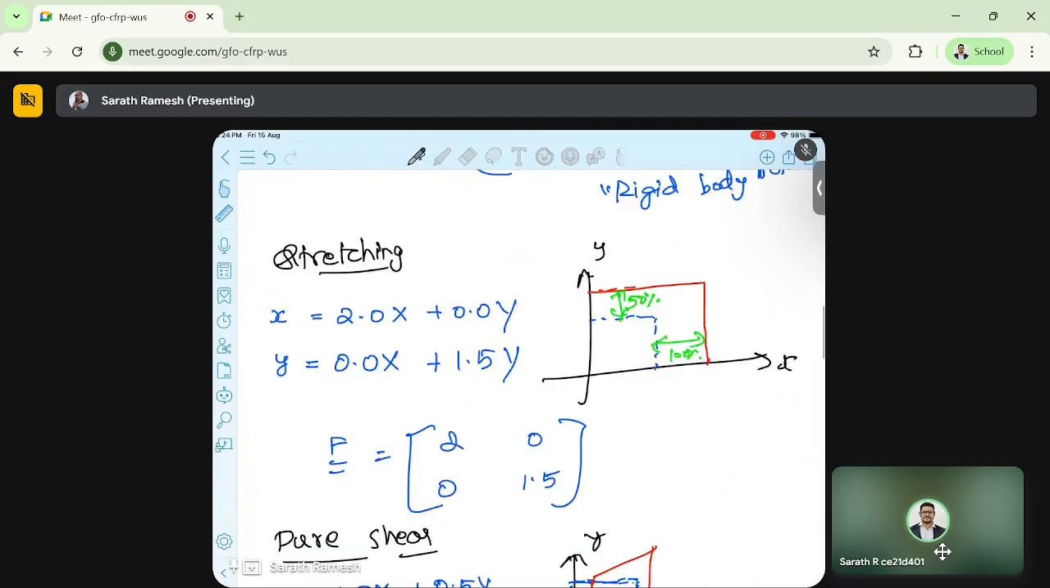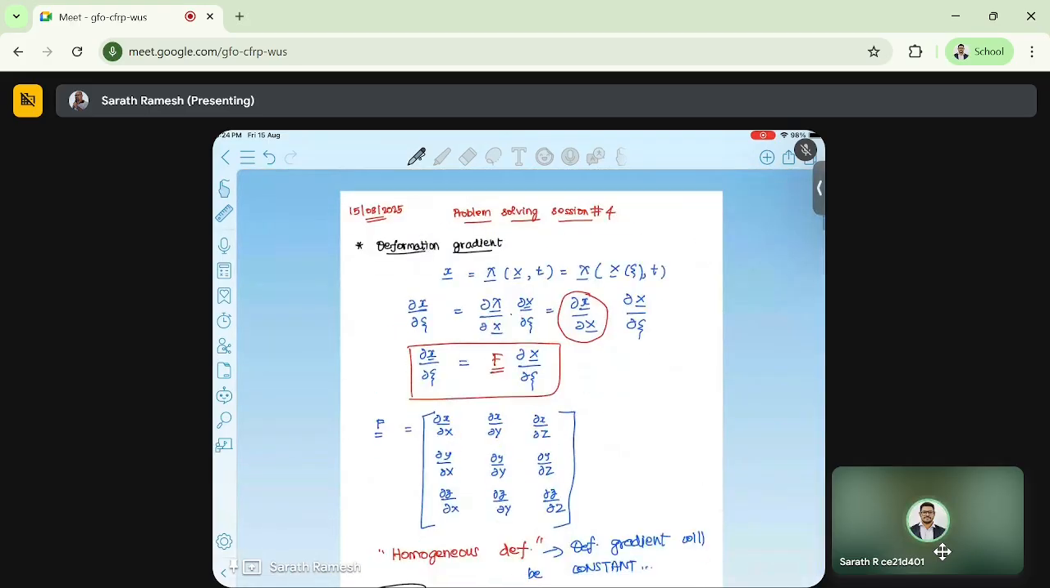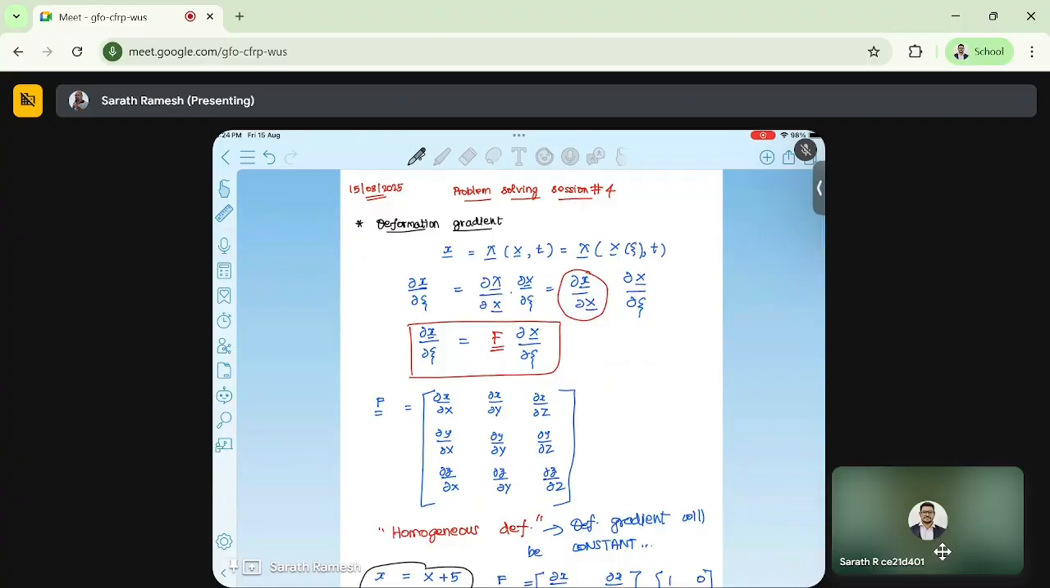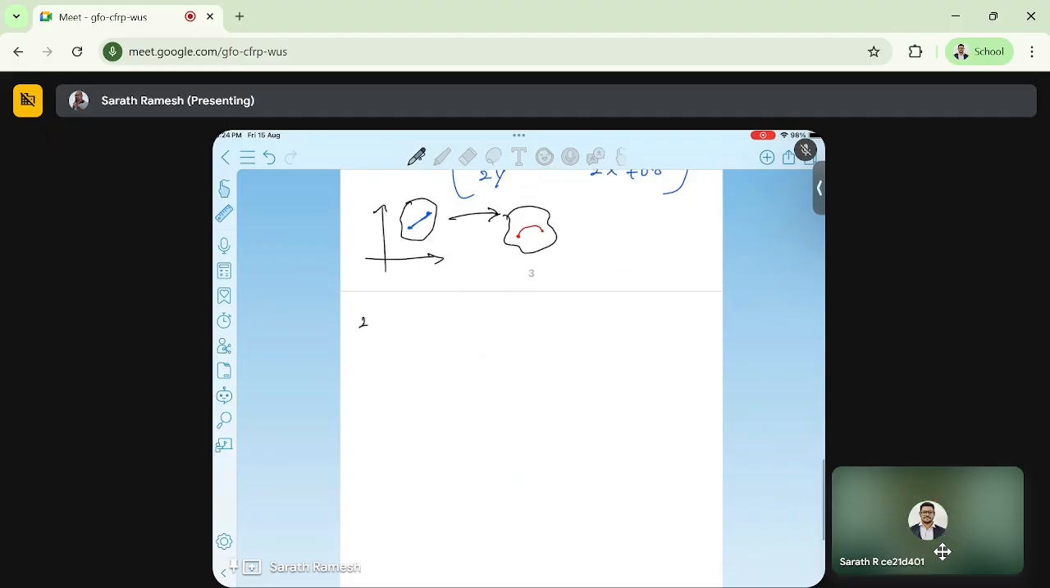Okay, let's move on to the second concept. This is the first concept: the deformation gradient. Let me number it. The second main concept is the concept of the right Cauchy-Green deformation tensor.